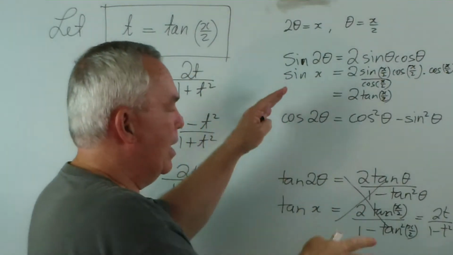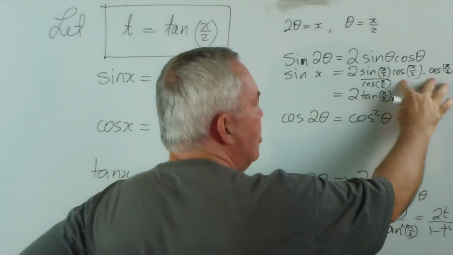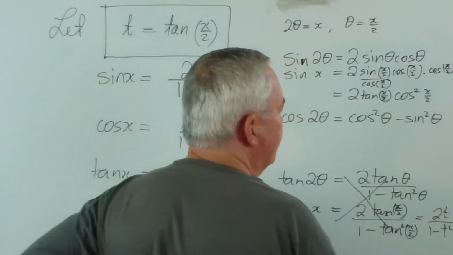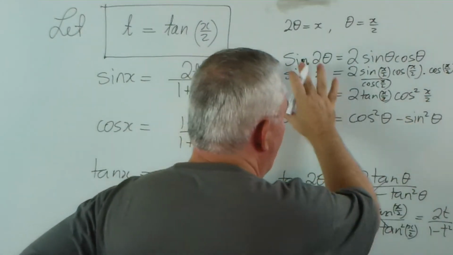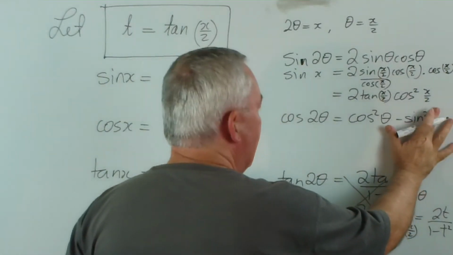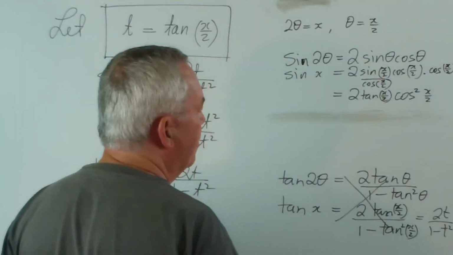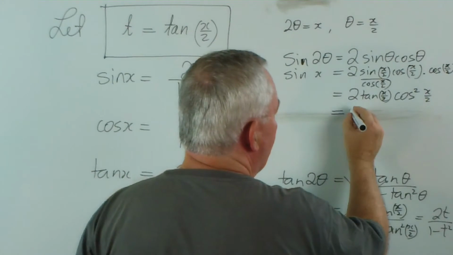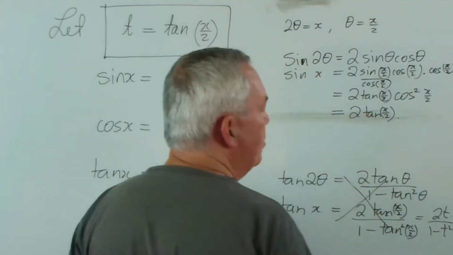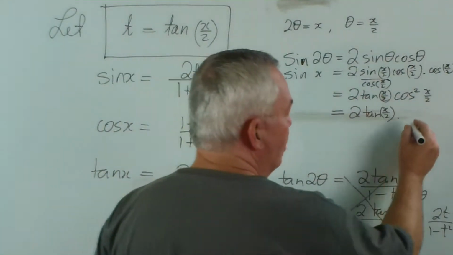Now I'm running out of space. This is a problem with having small whiteboards. But here I have cos squared x on 2. I'll write it in. I think I'm going to have to play some games and rub this out. So let's see how we go here. It's a bit grubby. This would be 2 tan x on 2 times, now cosine squared is 1 over sec squared x on 2.